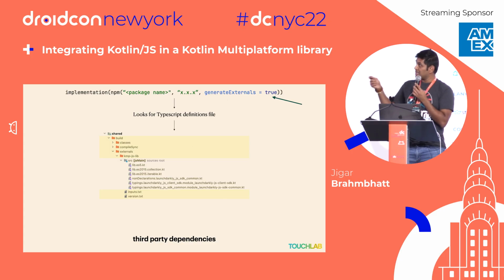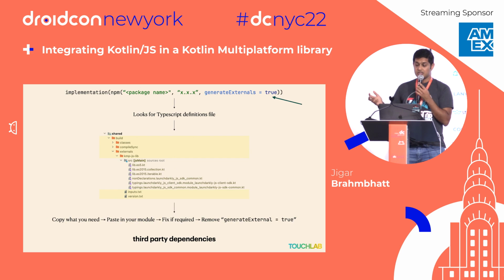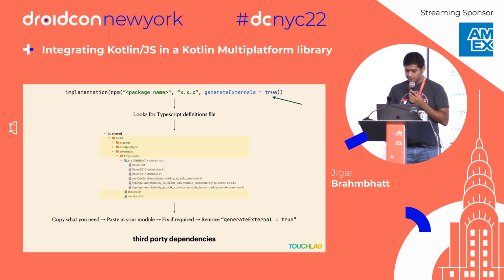The reason is, if I keep using the same generated files, then it will get overridden whenever there's a new version or something. So I copy what I need, I paste it, and then I fix if the declarations are broken. And then I remove the generated external keyword, so then it does not generate it over and over again. So that's the solution I found, which works out well for most of the libraries.